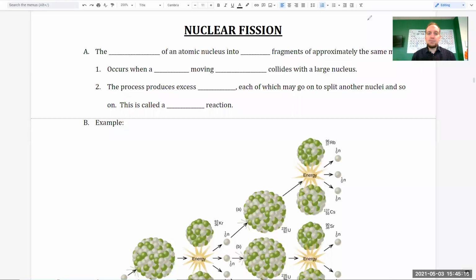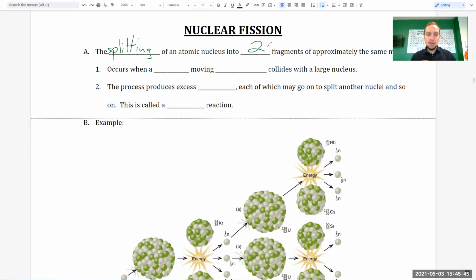Understanding the three types of radiation is certainly useful, but what we need to understand to go to a deeper level is the two different types of nuclear reactions. The first type is called nuclear fission, and the second type we'll get to in a little while is called nuclear fusion. So nuclear fission is the splitting of a nucleus into basically two fragments of approximately the same mass.